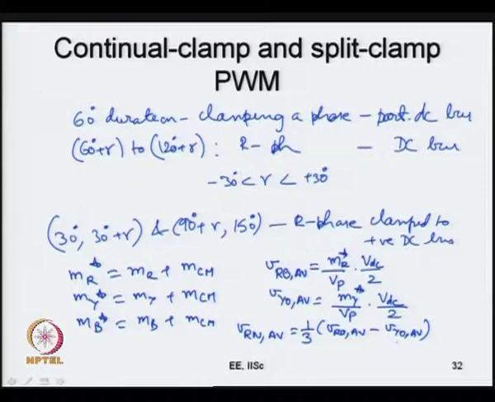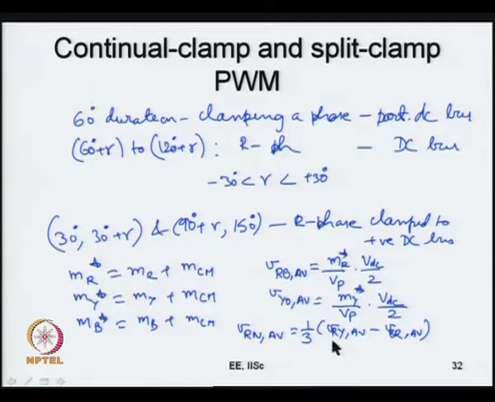You do it as 1/3 of VRO average minus VYO average. So, this is VRY average minus VBR average. That is, you subtract these two, VRO average and VYO average, and you will get VRY average. Similarly, if you subtract VBO average and VRO average, you will get VBR average.